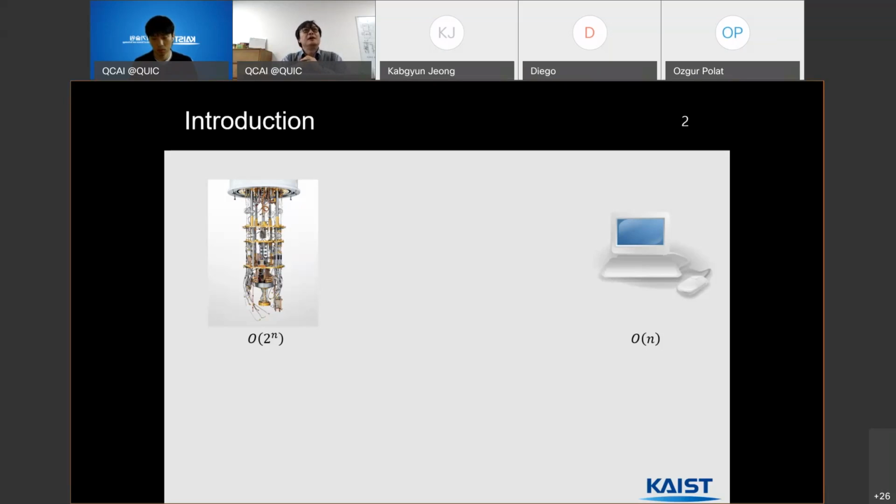So this is a problem of size big O of 2 to the n, where n is the number of qubits, because the complexity of quantum computing has 2 to the n, right? However, if we just try to use a classical machine to understand what's happening here, it may not be efficient enough, because classical machines can have only a computational complexity of big O of n.